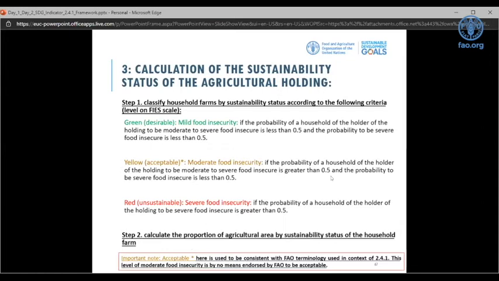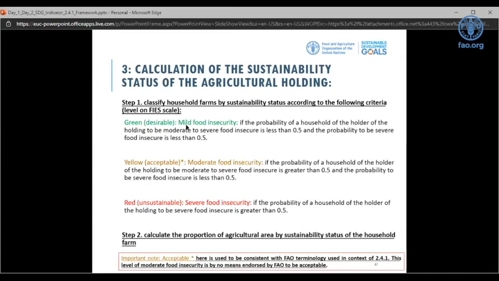So all the information that is required for us to indirectly assign status as to whether this holding is green, yellow, or red, based on the holder responses to the 8 FES questions, have been elaborated here. So the holding will be classified as green, or what we call mild food insecurity, if the probability of the household of the holder of the agriculture farm to be moderate to severe food insecure is less than 0.5, and the probability to be severely food insecure is also less than 0.5.